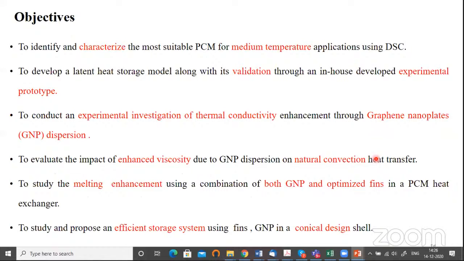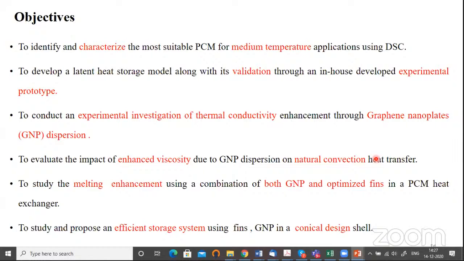Now, the objective of the present study is to identify and characterize the most suitable type of phase change material which will cater to the need of this 140 to 160 degrees centigrade temperature range. So we have to develop a storage model and validate it, and see how in-house development of this storage model in this particular temperature range can be upscaled to the point where we can have it in the actual system where we have the requirement of a 140 to 160 degrees centigrade thermal energy storage system.